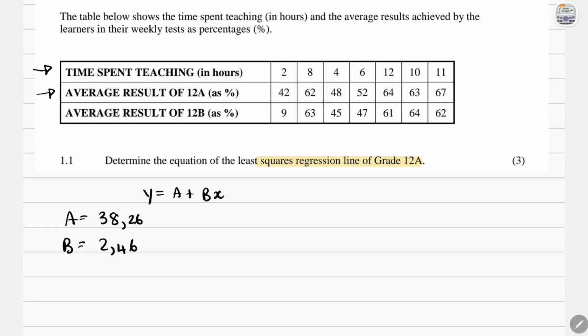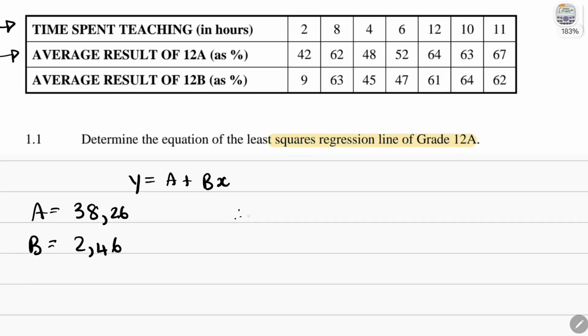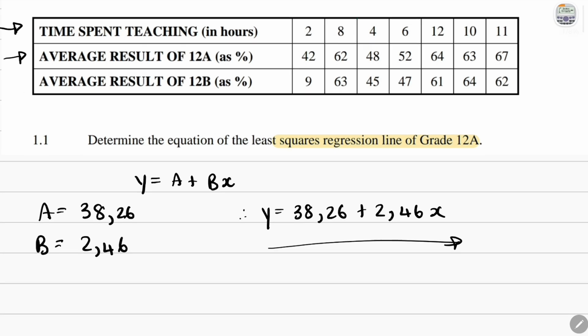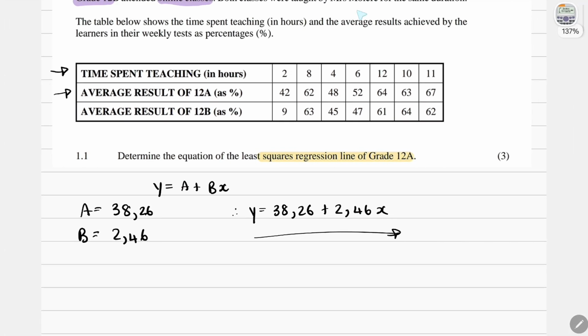So this means that the equation of our least squares regression line is simply y equals 38.26 plus 2.46x. And that is our answer. Moving on to the next question.